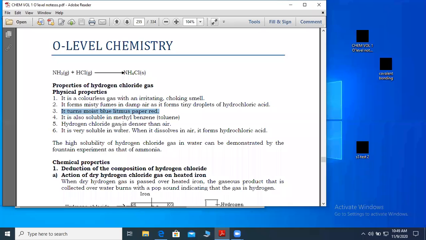Hydrogen chloride gas is denser than air. That one we all know. It is denser than air, so it is collected by downward delivery. It is very soluble in water. When it dissolves in water, it forms hydrochloric acid. That one I've already told you about.